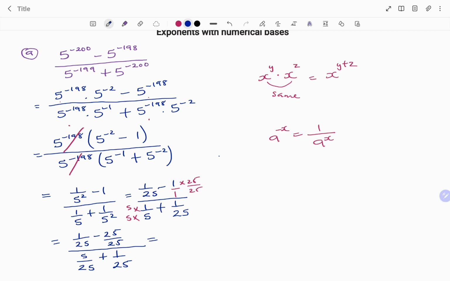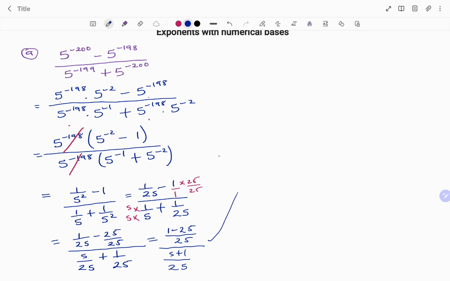Laws of fractions: once the denominators are the same, I'm going to add or subtract my numerators. So at the top here, I have 1 minus 25 over 25, all over 5 plus 1 over 25. I'm going to continue up here. 1 minus 25 for my numerator at the top, that's minus 24 over 25, divided by, I'm going to make that the division sign, for the denominator, 5 plus 1, that's 6 over 25.